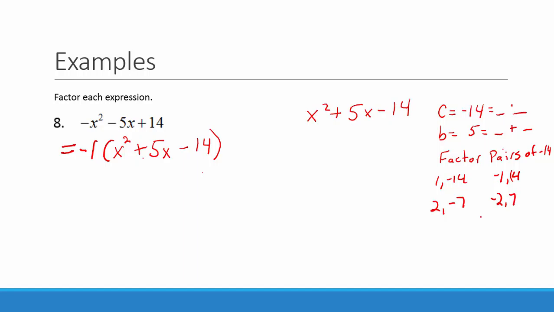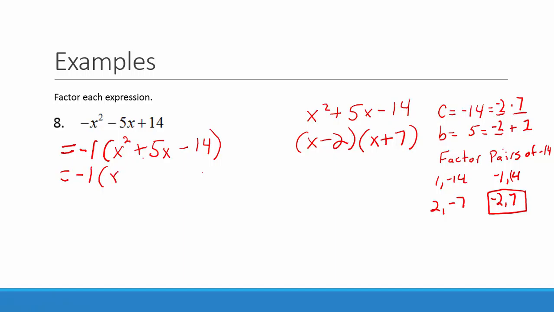Which factor pair adds to give me positive 5? Well, negative 2 plus 7. Negative 2 times 7 is negative 14, and negative 2 plus 7 is equal to 5. So our factored form here, using our magic numbers, is x minus 2 and x plus 7. We'll go back to our original expression and replace what was in the parentheses with its factored form. So the factored form is negative 1 times the quantity x minus 2 times the quantity x plus 7.